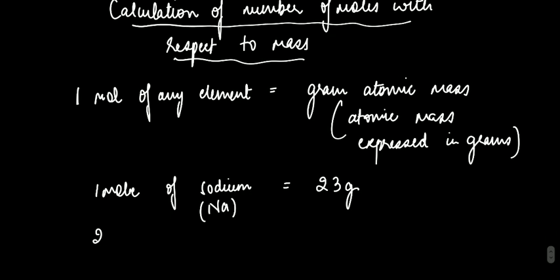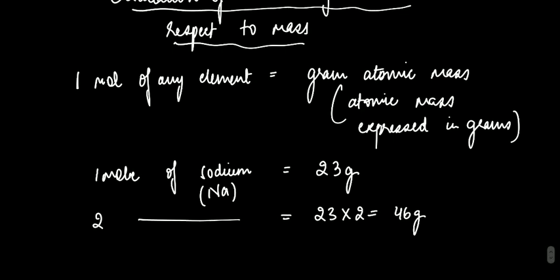So if we take 2 moles of sodium, this will be 23 into 2, 46 gram. Similarly, 3 moles, 4 moles, 5 moles, you can just keep on calculating. This is going to be our standard. 1 mole of sodium is always going to be 23 gram. If you increase the number of moles, 2 moles, 3 moles, 2.5, any value, the gram atomic mass will be multiplied by that number.